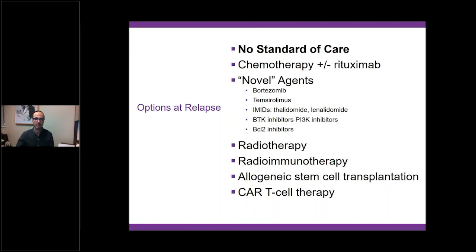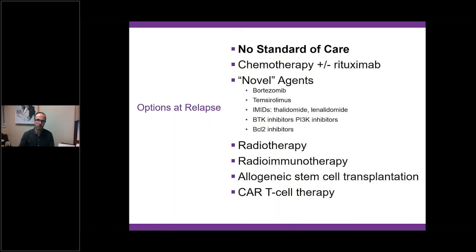There are a number of novel agents with kind of non-chemotherapy mechanisms of action one can look into. Bortezomib has been used broadly over a number of decades. Temsirolimus is no longer used. Every now and then we use lenalidomide, BTK inhibitors. We'll talk about those, PI3K inhibitors, BCL2 inhibitors like venetoclax. I think all of those are options. And then there are some other options like radiotherapy, radioimmunotherapy, and allogeneic stem cell transplant, which is every now and then considered in young patients. And we'll also talk about CAR T-cell therapy.